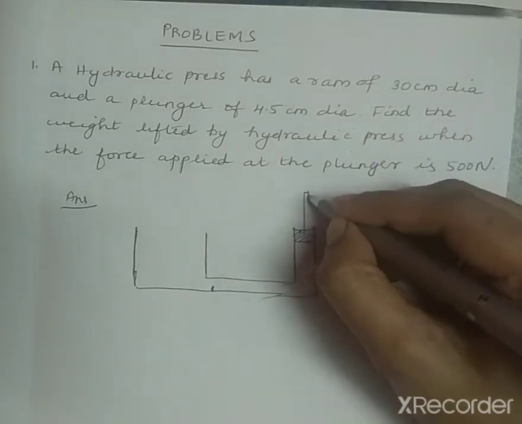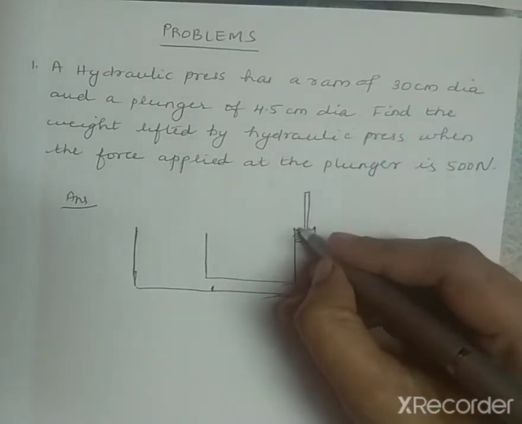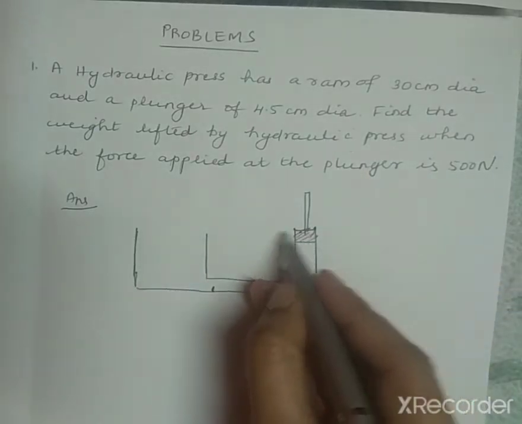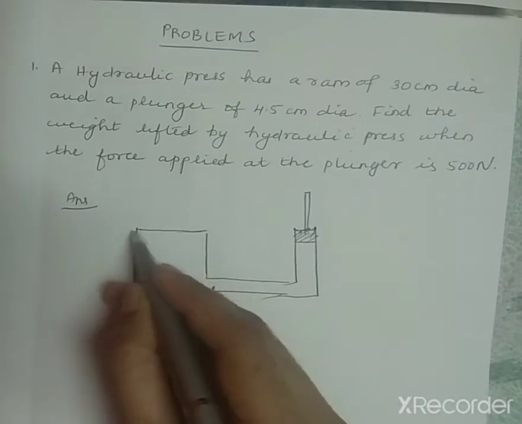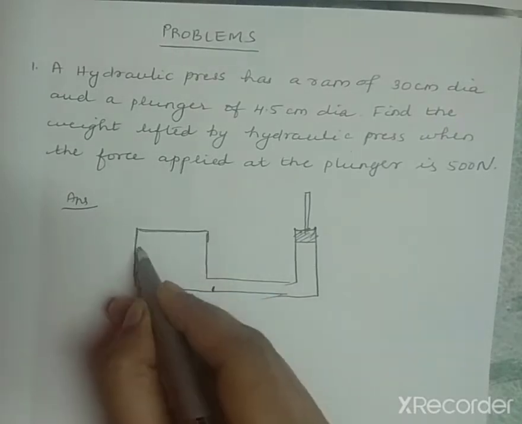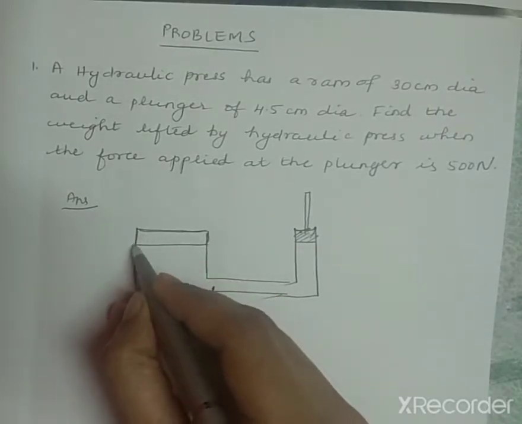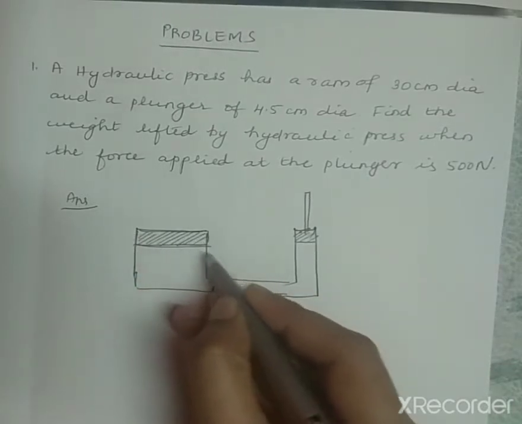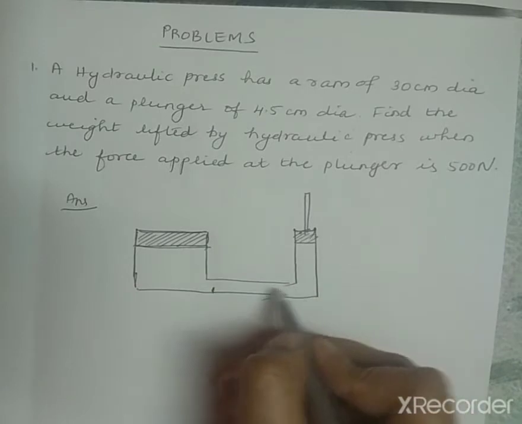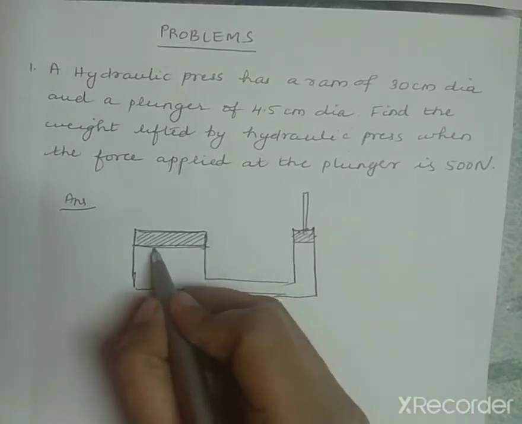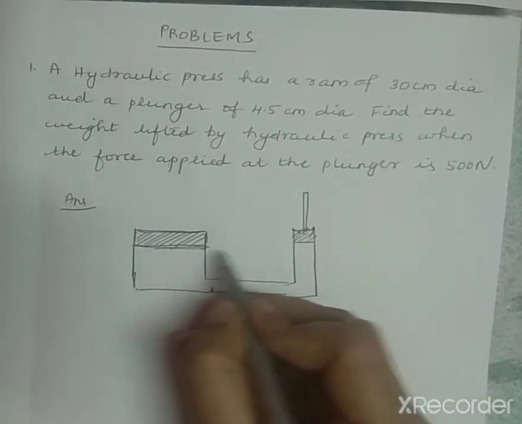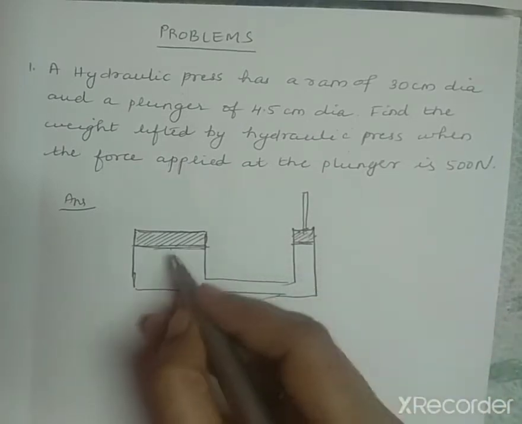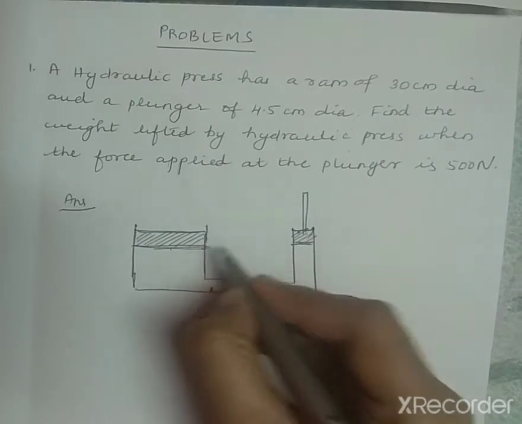So there is a plunger over here, and if a very small force is applied at the plunger, it can lift very heavy weights. Okay, so that is the principle of a hydraulic press. It's according to Pascal's law: if the fluid is in the static condition and connected, the pressure at a point is the same as the pressure at the same level. Okay, so it is an application of Pascal's law.